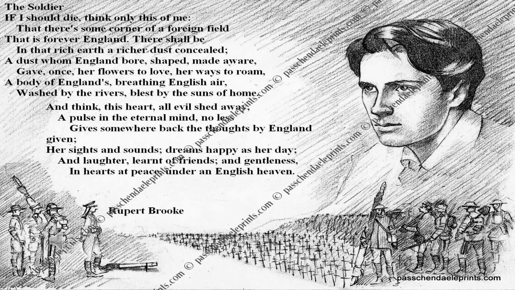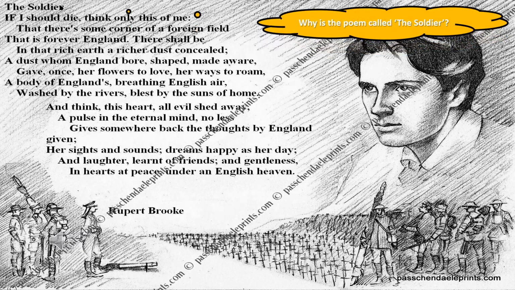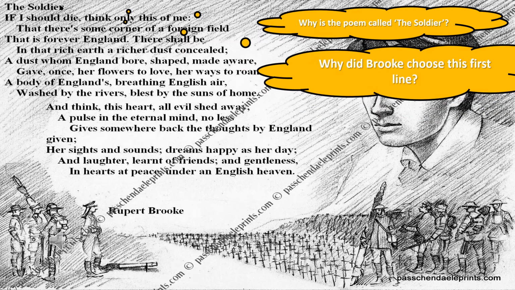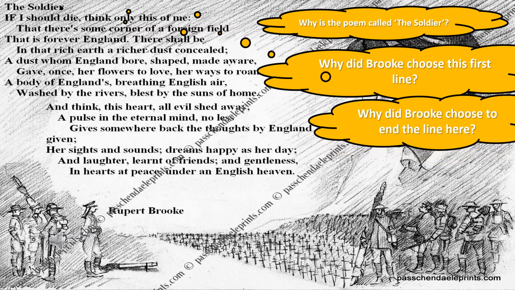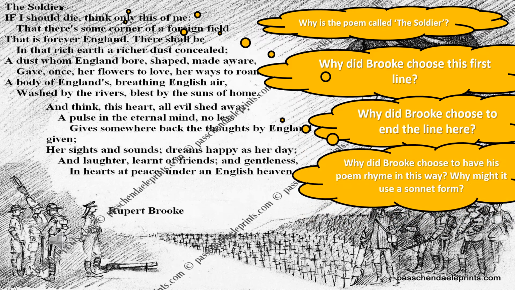Let's take the poem The Soldier as an example. We need to start thinking, why is the poem called The Soldier? Why did Brooke choose this first line for his poem? Why did Brooke choose to end the line here after the word field? Why did Brooke choose to have his poem rhyme in this way? Why might it use a sonnet form?